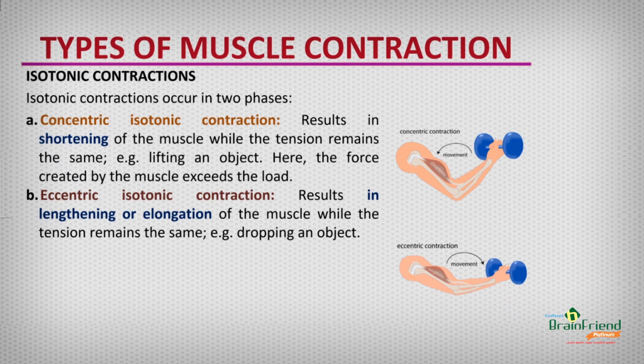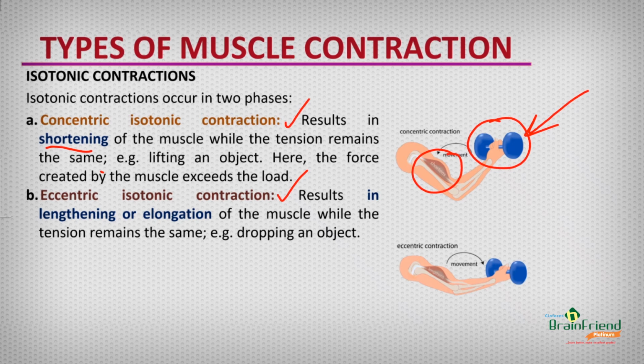There are two types of isotonic contractions, namely the concentric isotonic contraction and the eccentric isotonic contraction. In concentric isotonic contractions, there is shortening of the muscles, while the load or the tension in the muscle remains the same. A common example is when lifting an object. During the lifting action, the muscles shorten, but the load remains the same.